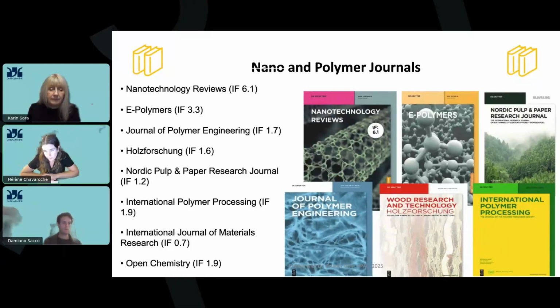In the field of polymer, Polymer is a journal that was founded by the European Polymer Federation. And International Polymer Processing is a journal of the Polymer Processing Society. So you've got several journals, and you can choose which is more appropriate. If you are working on biopolymer, Wood Research or Nordic Pulp and Paper might be a better choice of journal.